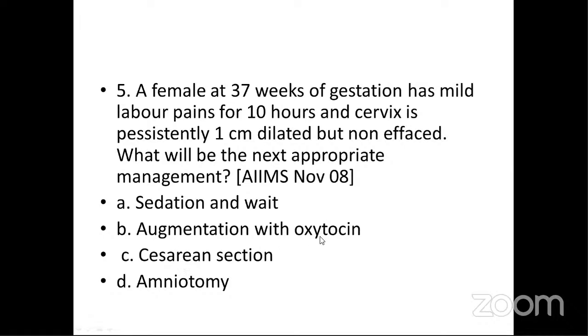Now, augmentation with oxytocin: she's just 37 weeks with no other indication, so we can still wait for some time. She's just 1 centimeter dilated, so she's still in the latent phase of labor, and we do not do augmentation with oxytocin in the latent phase. We do it in the active phase of labor. That's why these three options are ruled out, and the right option is sedation and wait.